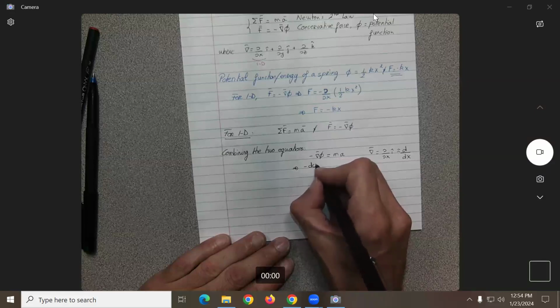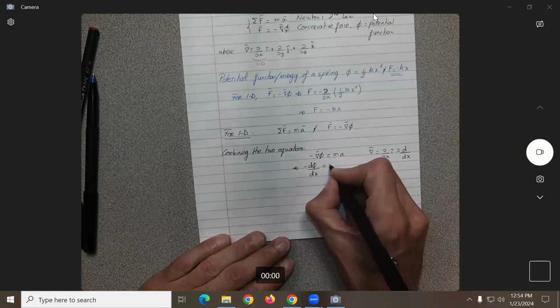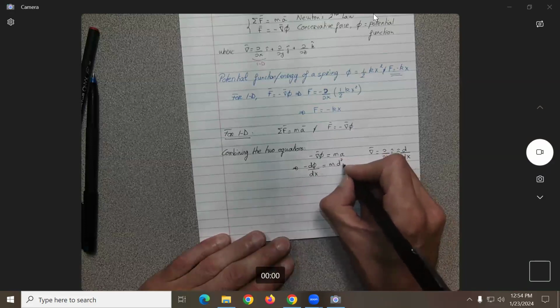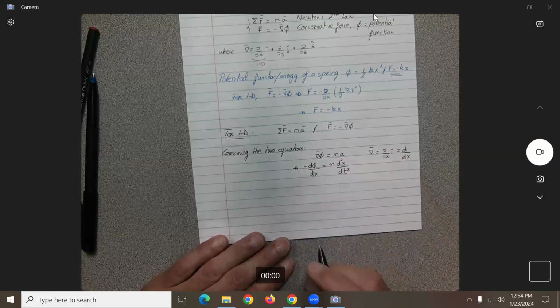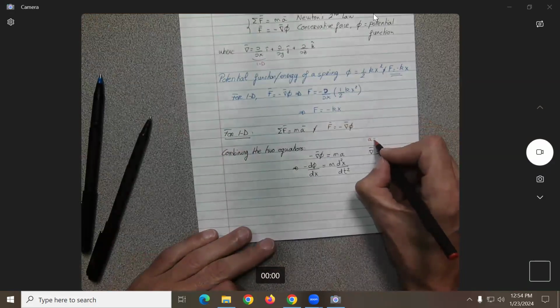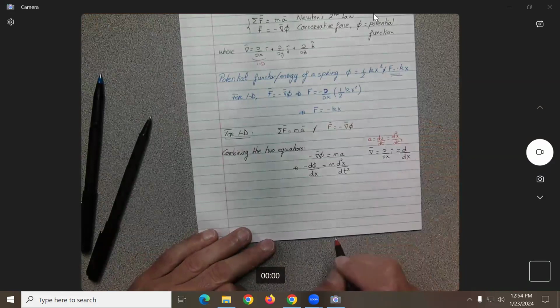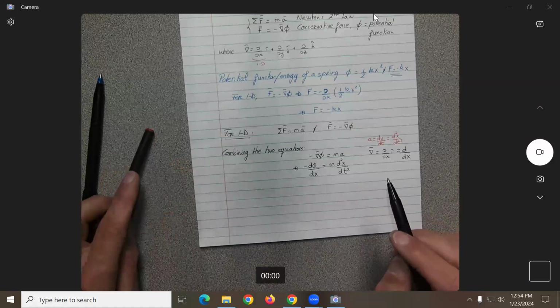So for 1D, we will have minus d phi dx equal to m times the second derivative of x with respect to t squared, because we know that a equals dv/dt, but it's also equal to the second derivative of x, d squared x dt squared, no? Again, the derivation is not that important.